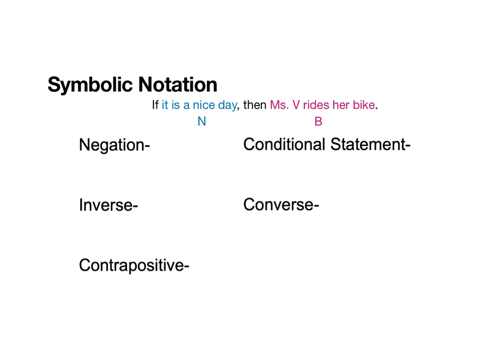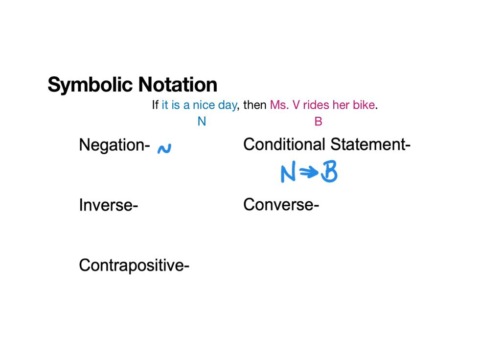The symbol that goes for negation, or "not," is a tilde, and it looks like a squiggle. It means not. So if I want to write my conditional statement in symbolic notation, I would say N implies B. That's how you write an if-then statement with symbols.